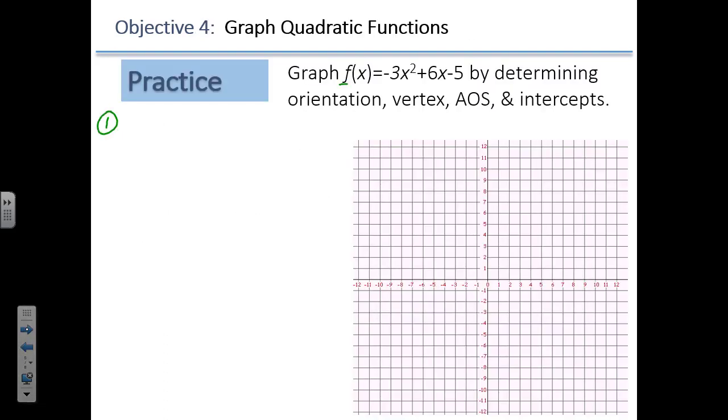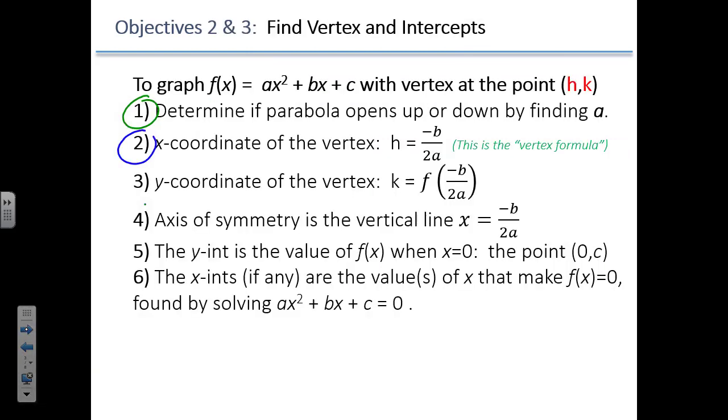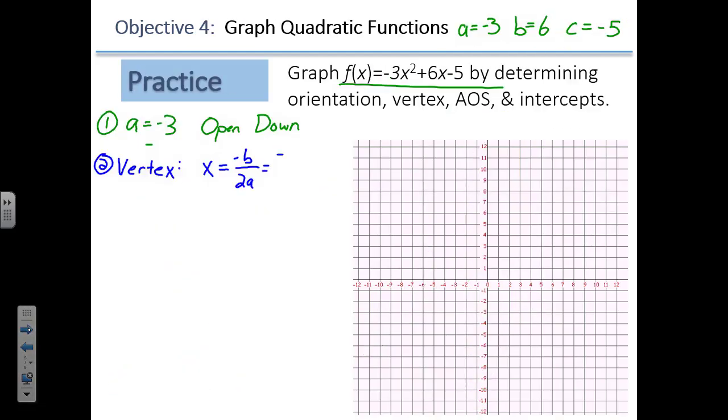Okay, first of all, let's determine whether or not this parabola opens up or down. If we take a look at the function we're given here, you can see that our a value is negative 3, our b value is 6, and our c value is negative 5. Because our a value is negative 3, that's a negative number, this parabola will open down. Next, let's find the x-coordinate of the vertex using the vertex formula, h equals negative b over 2a. In this case, we have negative b, which is negative 6, over 2 times our a value, which is negative 3. And so we get negative 6 over negative 6, that is 1.